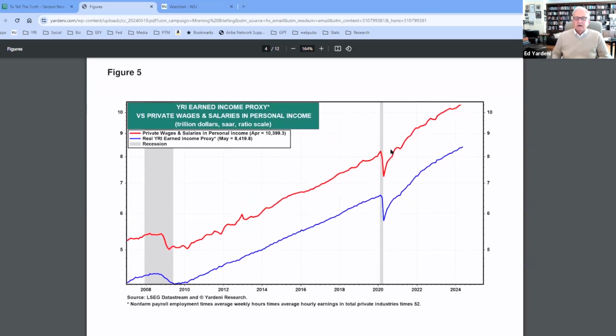So we calculate our earned incomes proxy. That's this number over here. We do that by taking non-farm payroll employment and multiplying it by average weekly hours, and then by average hourly earnings. From what I gather, this is the way the Commerce Department, the Bureau of Labor Statistics, comes up with their estimates for wages and salaries in personal income.